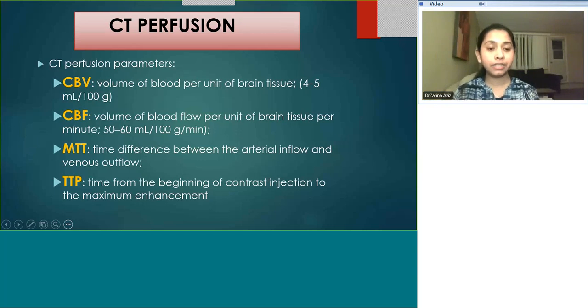What is MTT, the mean transit time? It is the time difference between the arterial inflow and the venous outflow. So basically, this gives us the circulation time, that is how much time it is taking for the contrast to pass through this tissue. And time to peak is the time from beginning of contrast injection to the maximum enhancement. So time to peak gives us almost a rough estimate of cerebral blood flow. It is from how it enters to the time where it is maximally taken by the tissue. So these are the 4 parameters which are studied in CT perfusion.